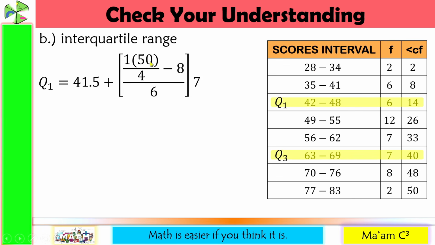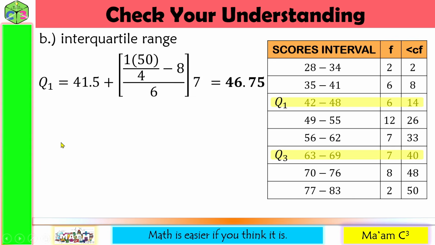1 times 50 divided by 4, then minus 8, and then divided by 6, multiply that by 7, and then you add 41.5. It should give you 46.75. Now, how do we interpret this one? Since this is the first quartile, it means that 25% of the students spent less than or equal to 46.75 minutes listening to music during their free time.